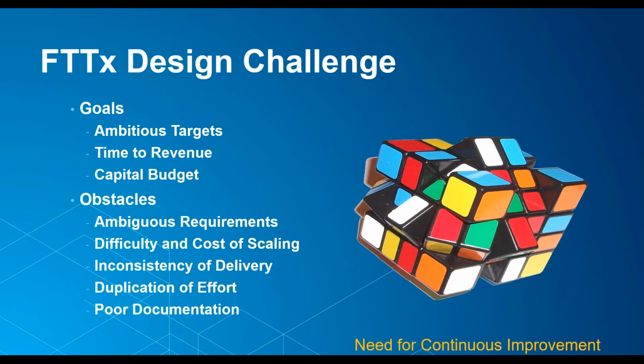The other thing is difficulty and cost of scaling. Too often you have a prototype project, you do a small implementation, maybe 1,000 homes, maybe it's 10,000 homes, and it seems to work just fine as long as everybody's focused on it. But when you start moving it out to the larger organization and ramping it up, do you have the defined processes that are going to allow you to ramp that up to 100,000 or several 100,000 homes passed? The other thing is inconsistency of delivery.